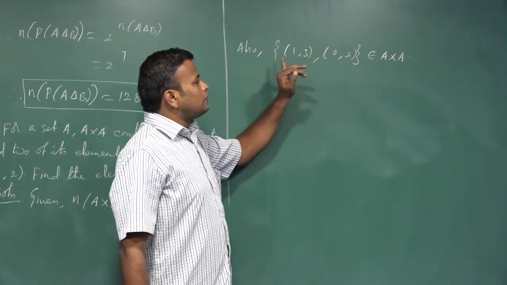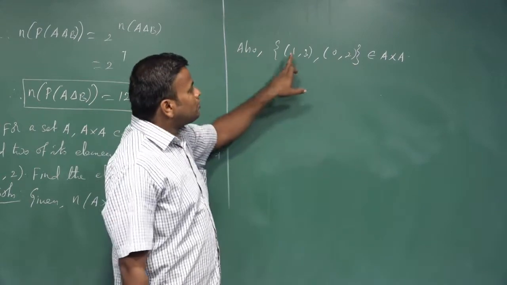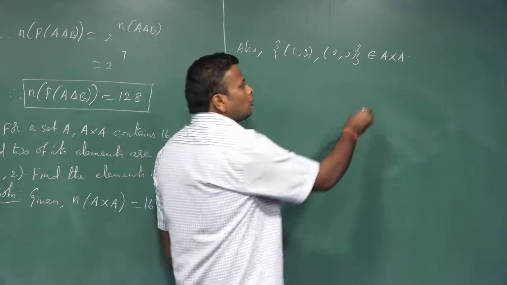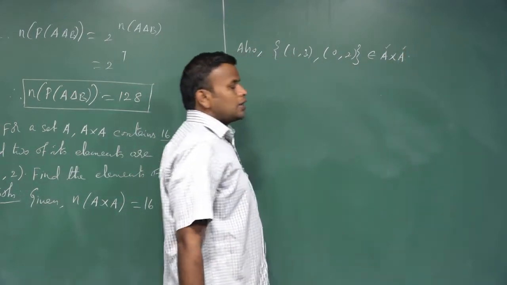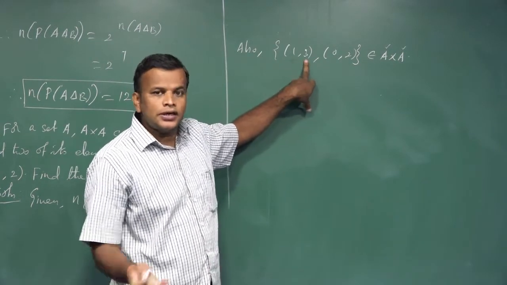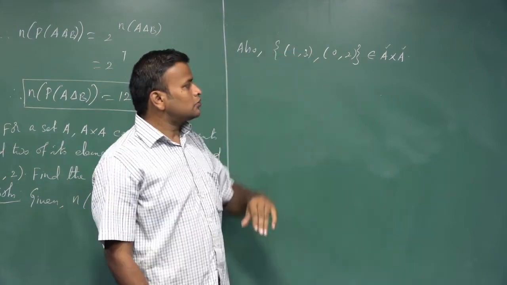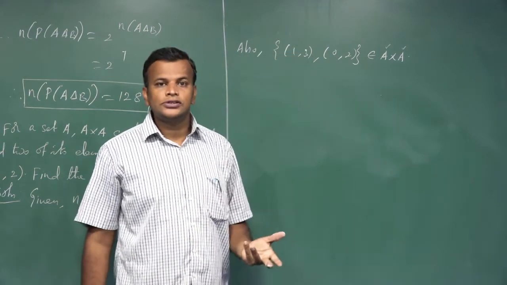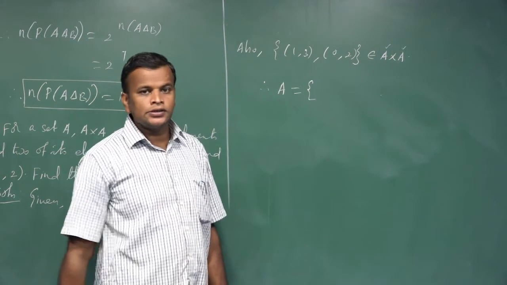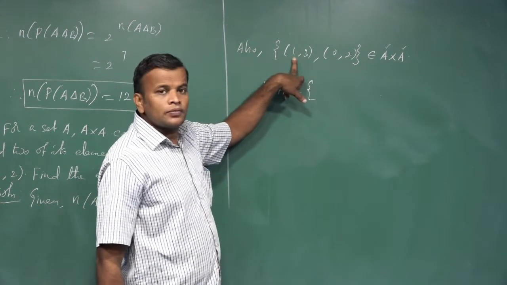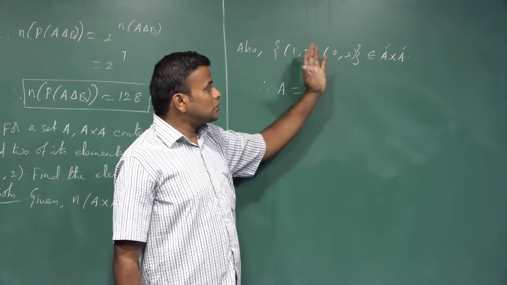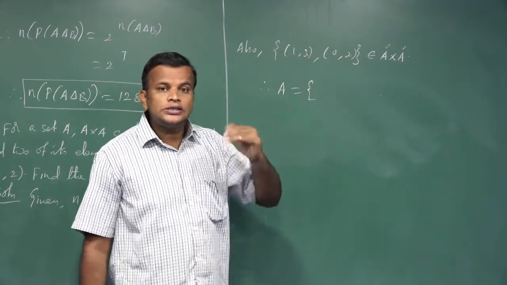So in a Cartesian product we write one pair. The first element lies in the first set, the second element lies in the second set. But here both are the same set, A. So this element lies in A and that element also lies in A. So now we come to the conclusion: A contains how many values? Therefore, 1 lies in A, 3 lies in A, 0 lies in A and 2 also lies in A. All the elements lie in A and all the elements are distinct.